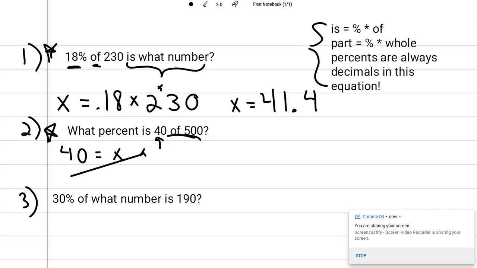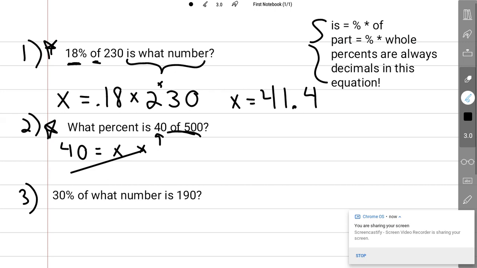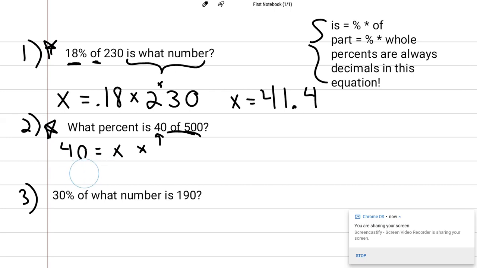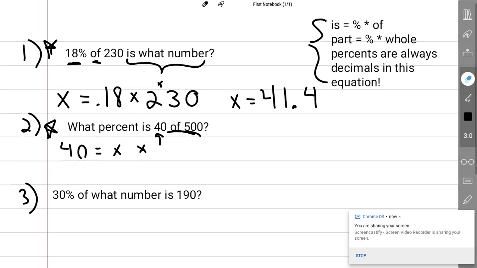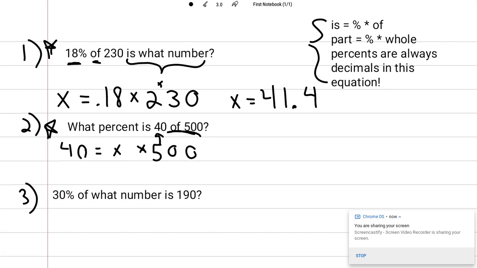I don't know what my percent is going to be, so I'm going to leave it x times, make that a times. Oh, how did that line get there? Let's get rid of that. Times my whole, which is going to be that 500. So we can't just multiply here. We actually need to divide. So if we rewrite it, we can rewrite it as 40 equals 500 times x.